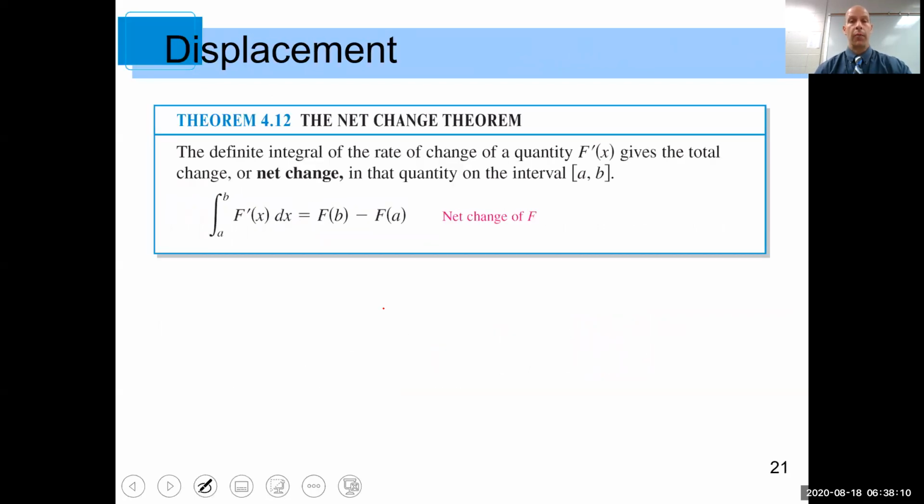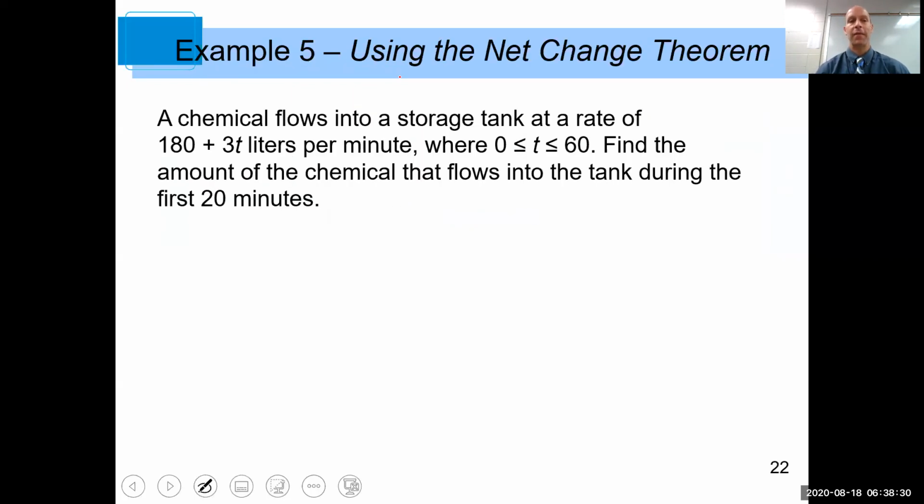All right, I'm going to jump to this net change theorem. I also will refer to this as displacement. So the definite integral of the rate of change, the derivative of the antiderivative, gives us the total change, the net change of a quantity. So let's look at an example of that. Let's say that a chemical flows into a storage tank at a rate of 180 plus 3t liters per minute from 0 to 60. Find the amount of chemical that flows into the tank during the first 20 minutes.